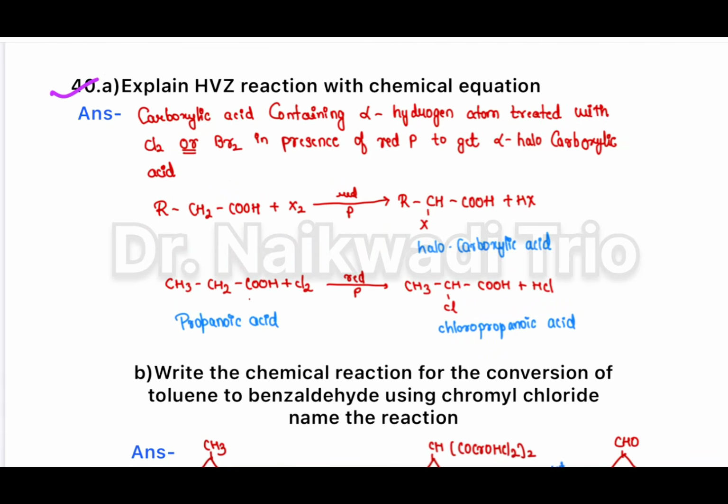Now 40. A, that is the HVZ reaction, and you have to explain it with the chemical equation. So this is also a question which we have discussed. So what is the HVZ reaction? Here a carboxylic acid containing alpha hydrogen atom is treated with chlorine or bromine in presence of red phosphorus to get alpha halocarboxylic acid. And you have to represent the general formula and give one example for that.